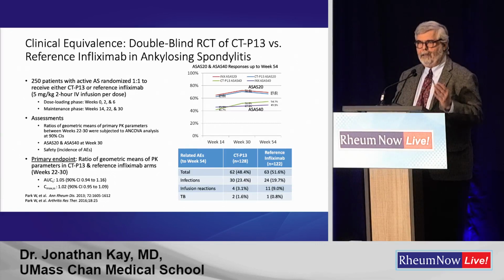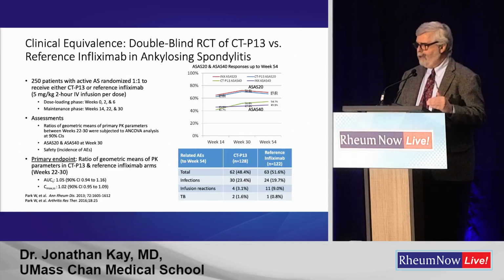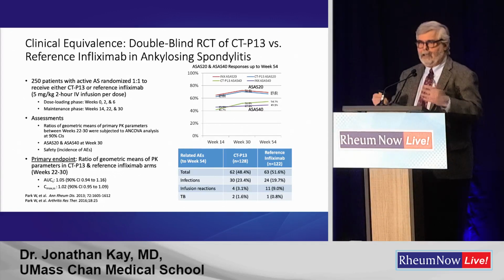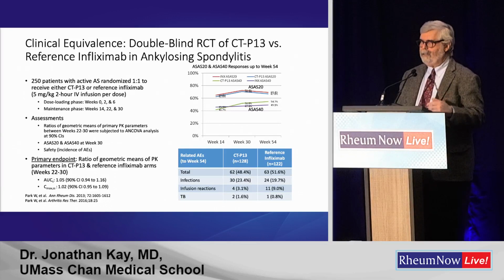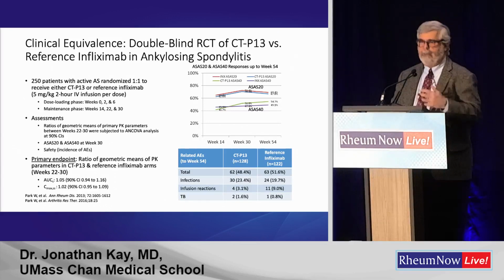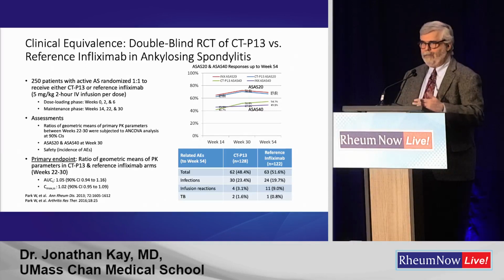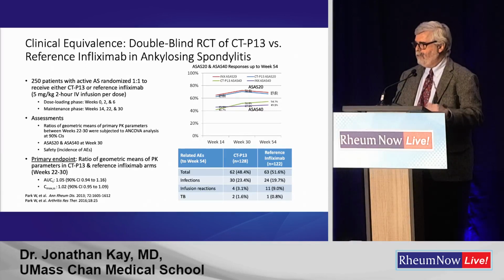And you can see here that at the 3 time points measured, weeks 14, 30, and 54, the ASAS-20 and the ASAS-50 tracked very closely together. However, these were on the plateau phase of the pharmacodynamic response, so these are time points at which you'd expect the 2 molecules to track together given the insensitivity of these clinical outcome measures to detect potential differences between drugs. In terms of safety, CTP13 and reference infliximab were comparable in terms of safety.